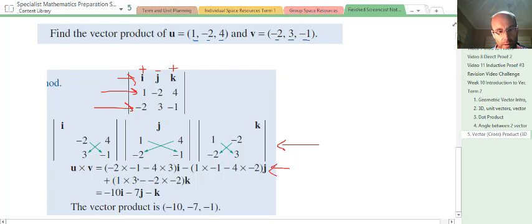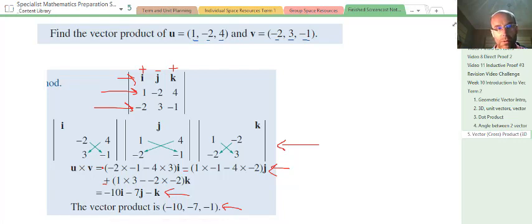Then numerically there, you can see we have positive, negative, and positive. Be careful of that. And we simplify what's in the brackets for i, then j, then k, and we get our result, which is a vector, negative 10i minus 7j minus k. Optionally, if the question needs you, you can write it in the other form, but don't do that unless you really need to. Time to try some cross products.